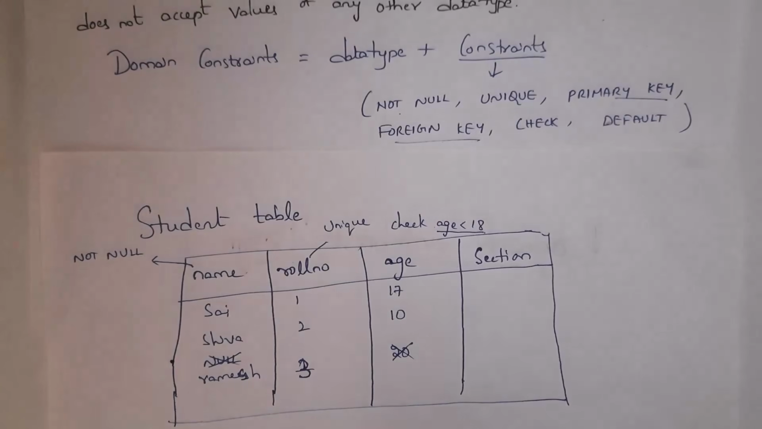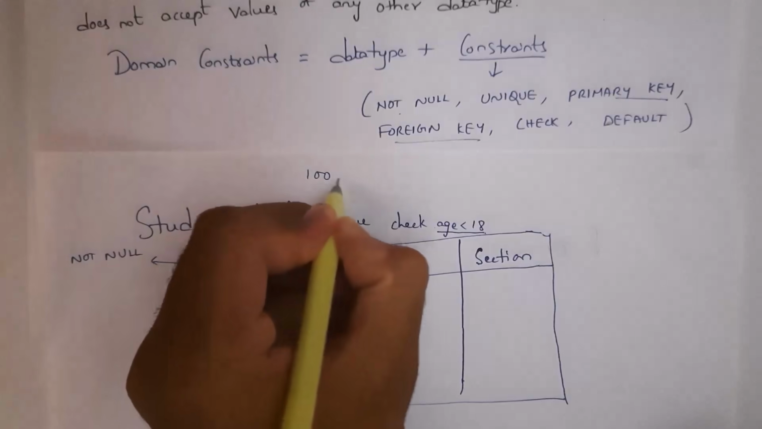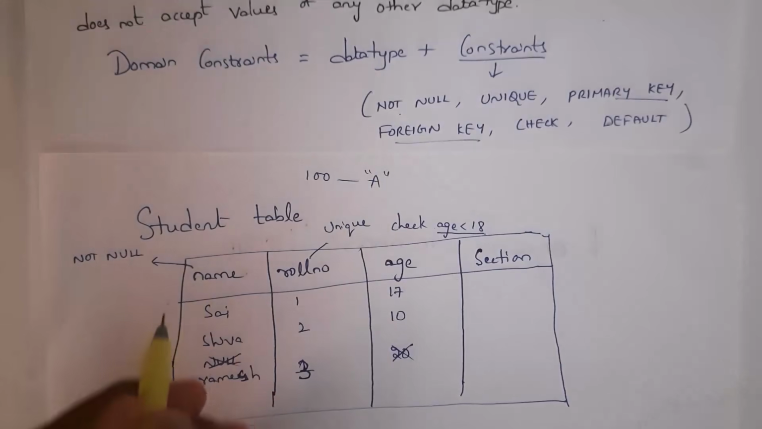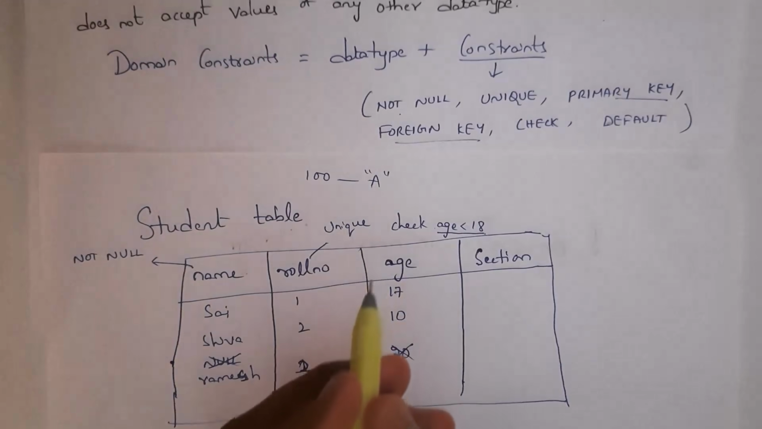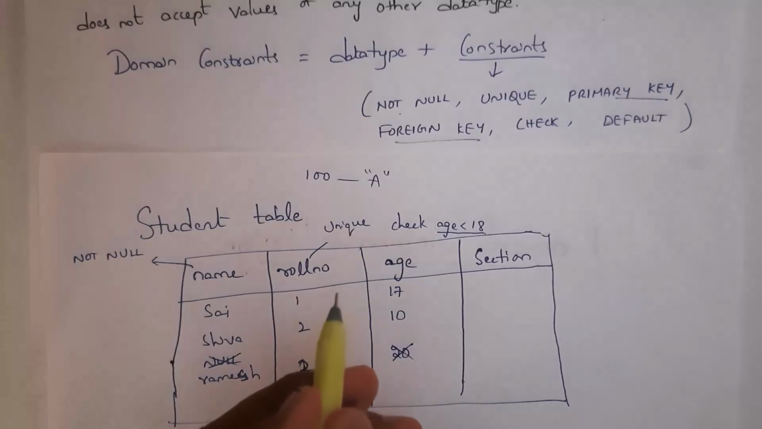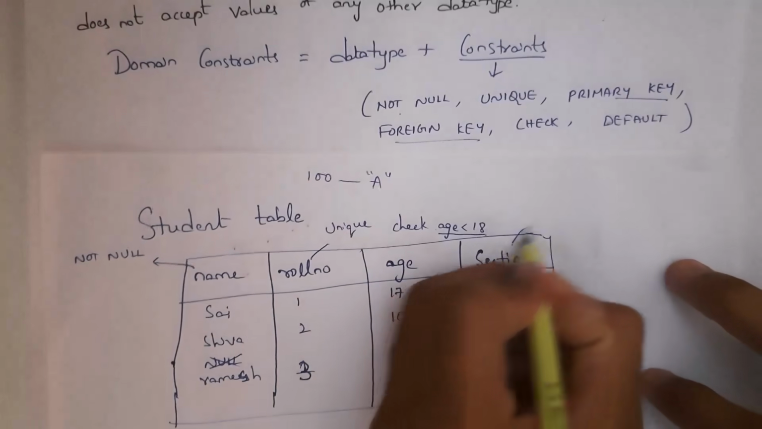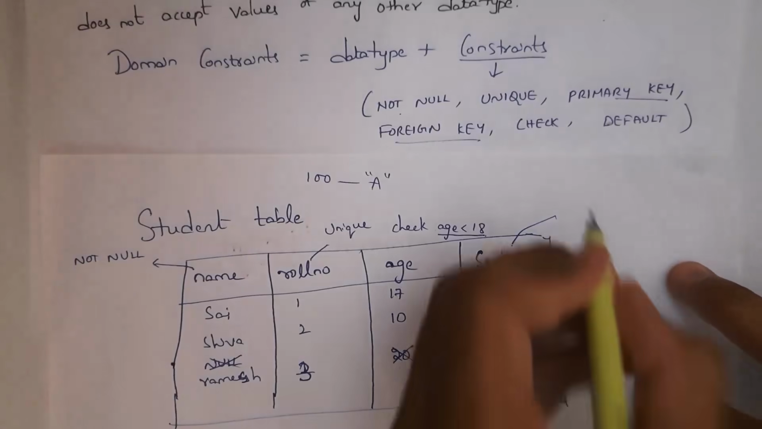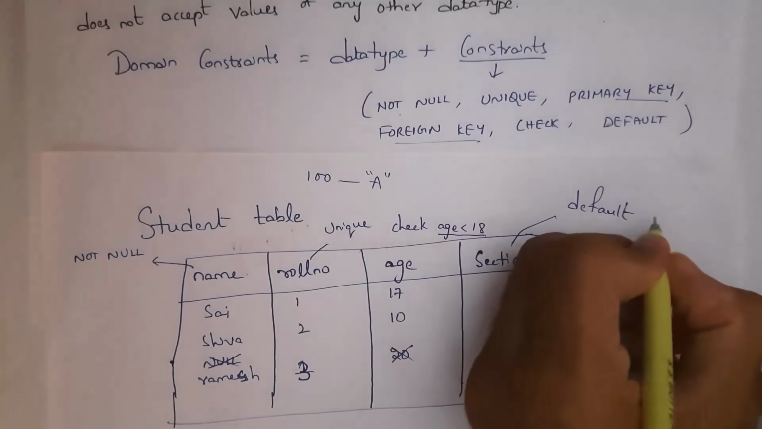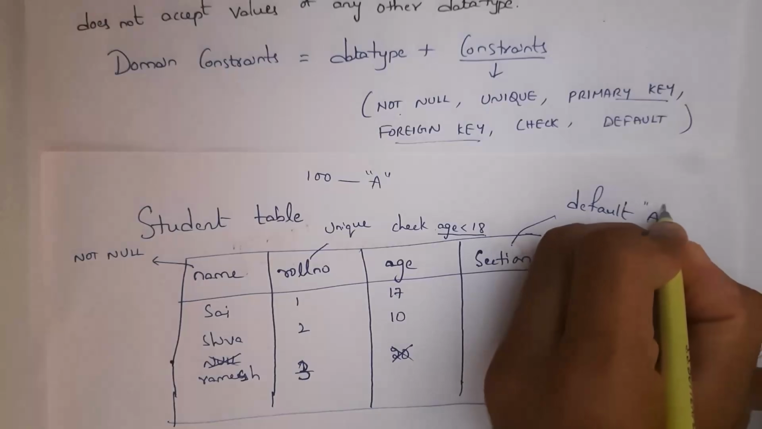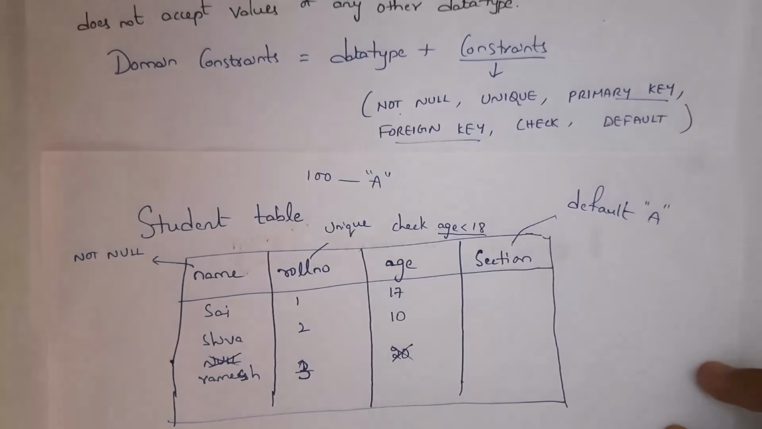Guys, for example, let us consider there are 100 students. All the students belong to section A. So for each and every student, writing section A is difficult. So directly you can apply default constraint. For example, for the section column I given condition, that is default section is A. And you need to take A in quotation because it is varchar data type.